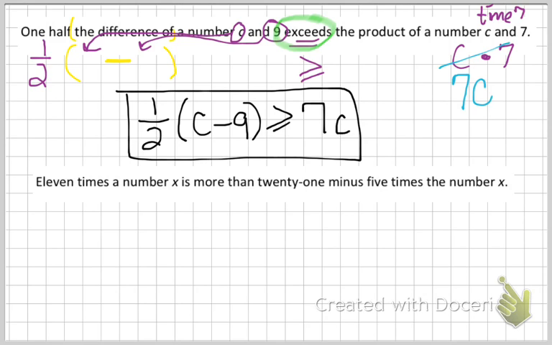Last problem here we have, this phrase says 11, so we write the number 11 times a number x, so 11 times x, is more than, so that means it's greater. So we use a greater than symbol. Now, if you forget what keywords are what and you're a little confused, you need to be looking at the math language cheat sheet so you understand when to use what inequality.